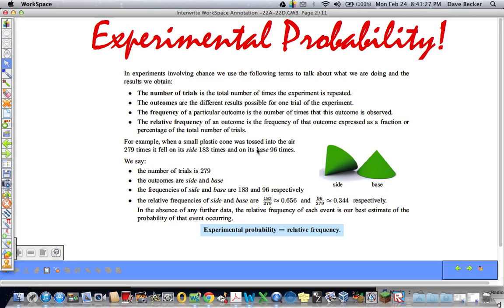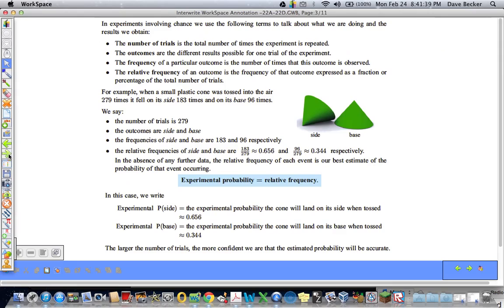Okay, so based on that, we can get some probabilities. An experimental probability is the relative frequency, the frequency at which an event occurs. The experimental probability of the cone landing on its side is equal to 0.656. And where did we get that from? Well, the 183 times it landed on its side out of 279 is about 0.656. And the experimental probability that it lands on its base is 96 over 279, or about 0.344.